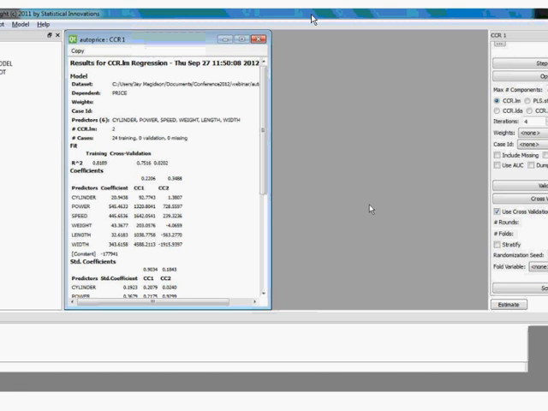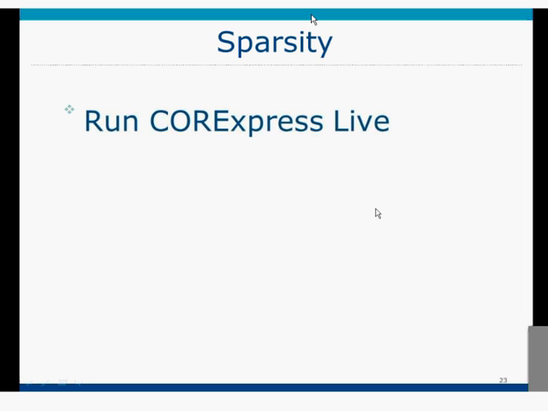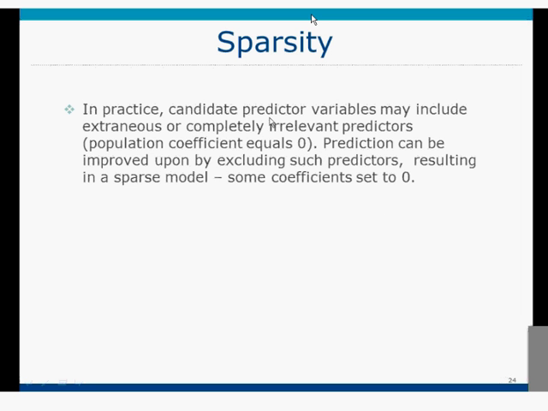Now we go back to the presentation. And in practice, candidate predictor variables may include extraneous or completely irrelevant predictors. In other words, population coefficients equal 0. Prediction can be improved upon in such cases by excluding such predictors, resulting in a sparse model. Some coefficients are set to 0.